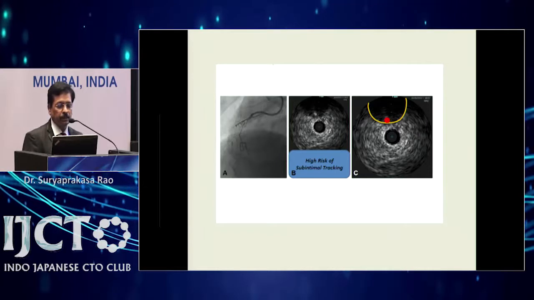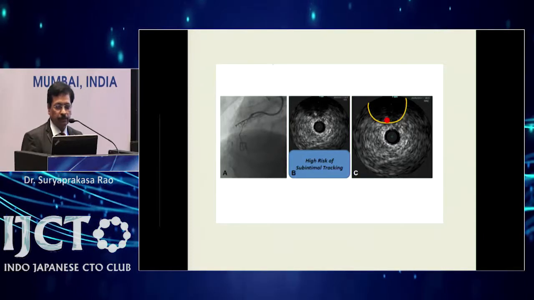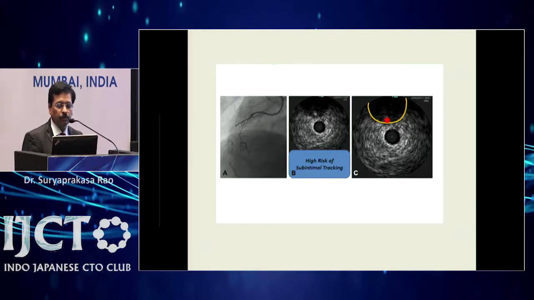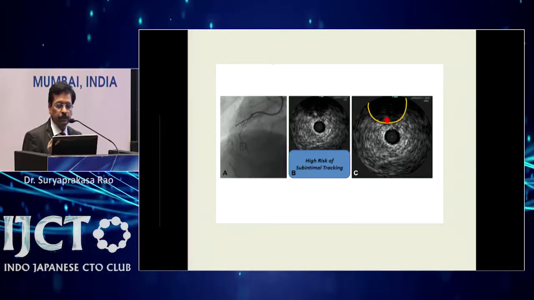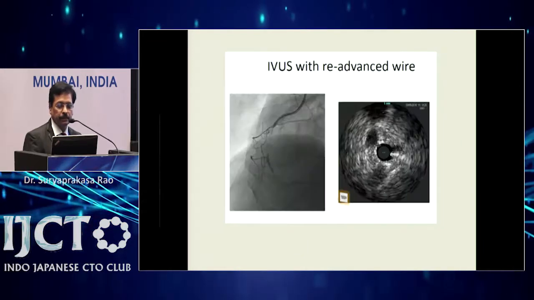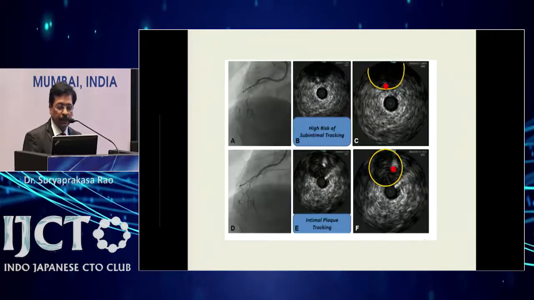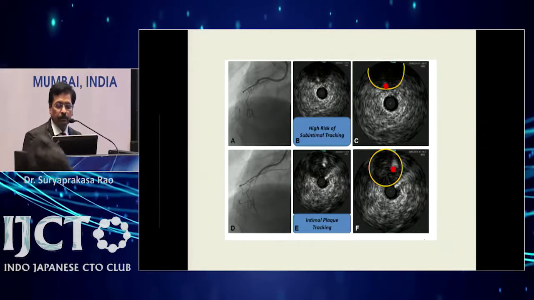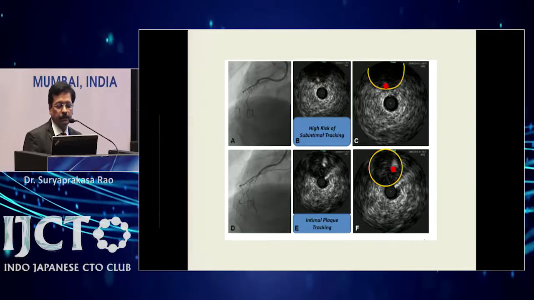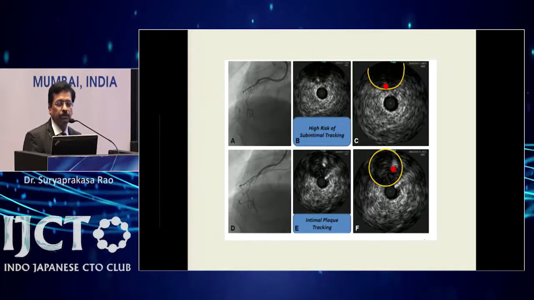You see this IVUS catheter in the side branch, and you are pulling the IVUS from the side branch to the main vessel, and you find the probing second wire. It is not near the intima. This is a high risk of subintimal tracking here. So if you re-advance again, looking at the IVUS live, then shifting the guide wire to near the inner side of the intimal plaque, that tracking is very, very safe. So this way you should be able to do it.